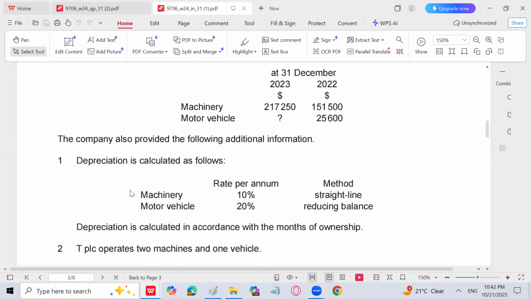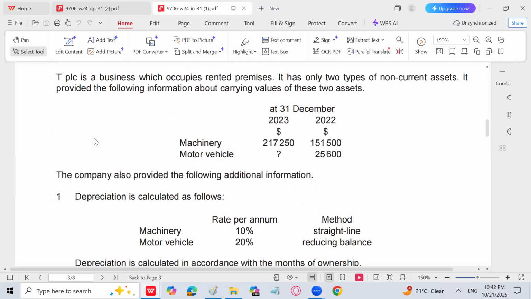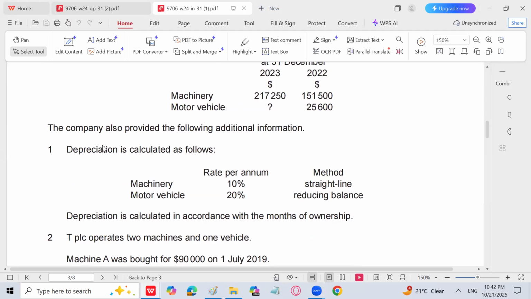Today we are going to solve a question from Schedule of Non-Current Assets along with accounting ratios. This question requires you to prepare a Schedule of Non-Current Assets with some part of accounting ratios also. We are studying A2 accounting, doing the topic of company accounts, in which we are covering Schedule of Non-Current Assets and some part of ratios. So let's see how we are going to go about this particular question.